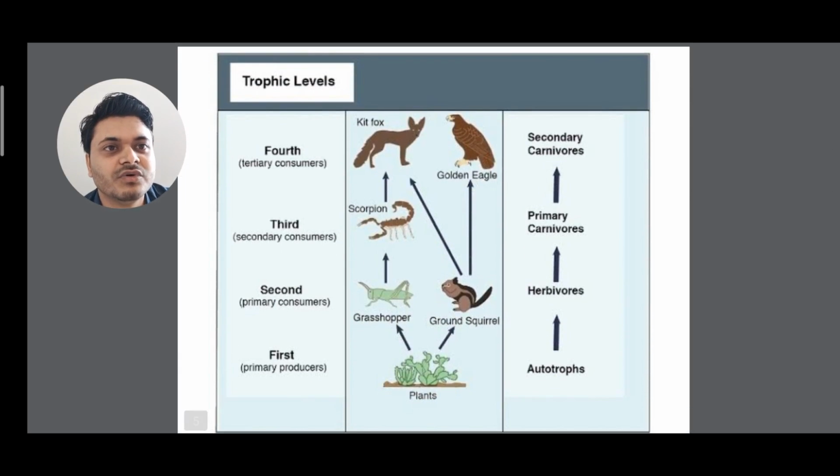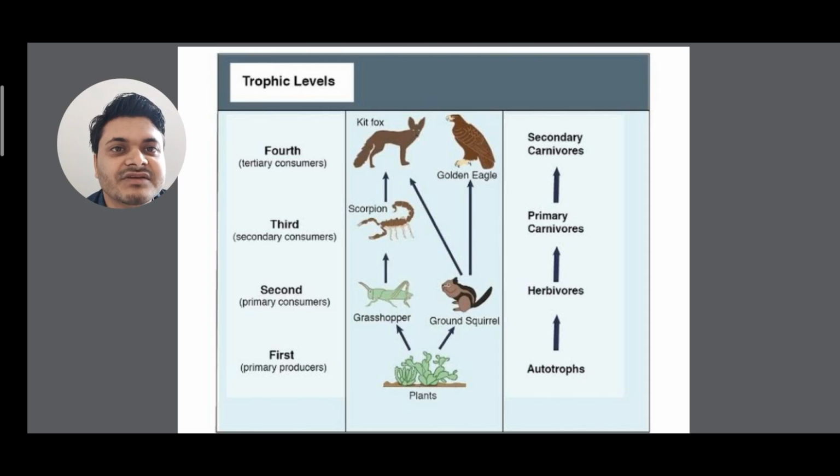So you can see the trophic levels I have shown. First is the primary producer; they have given plants, they are autotrophs, isn't it? Second, they have given the primary consumer, not secondary consumer. First is the primary producers, then the primary consumer. The grasshopper and squirrels are given; they are herbivores.